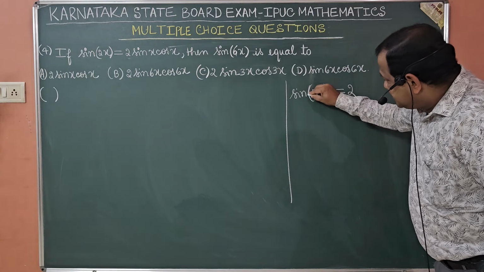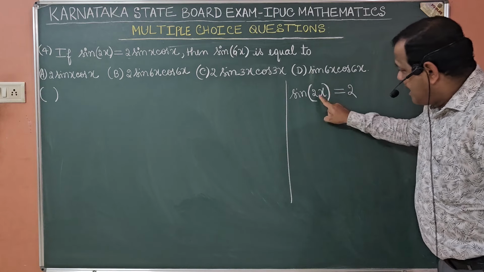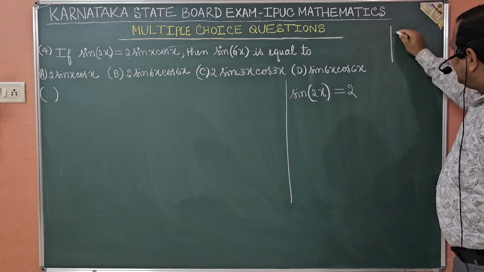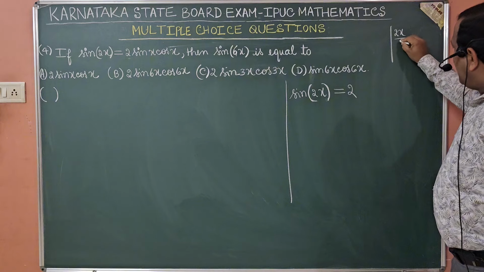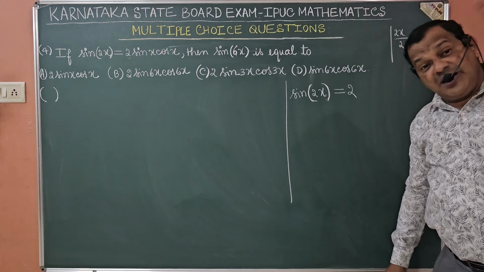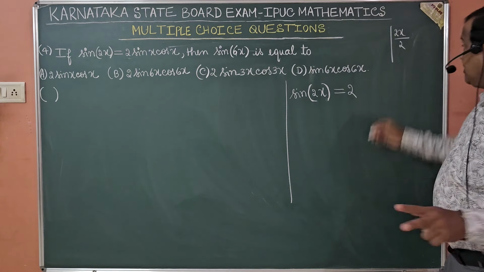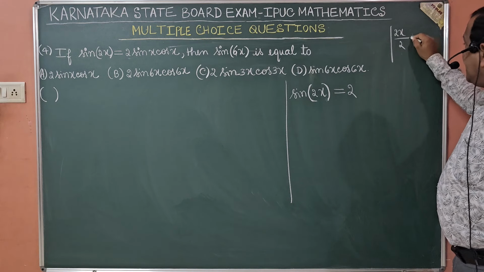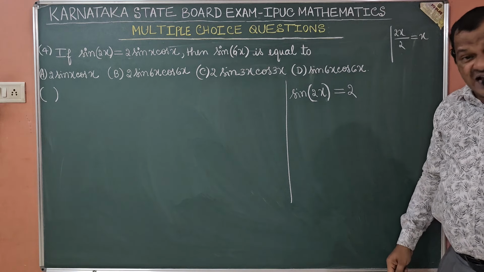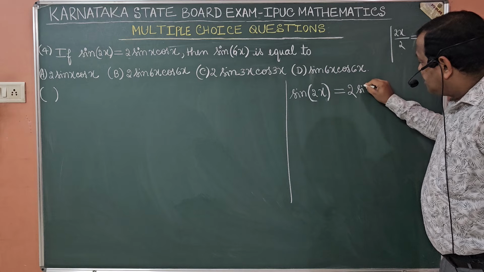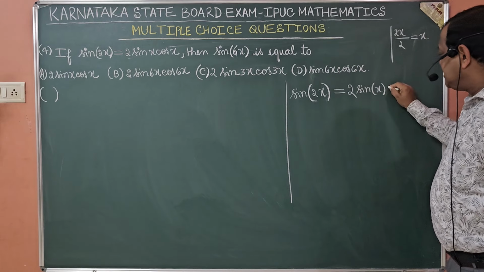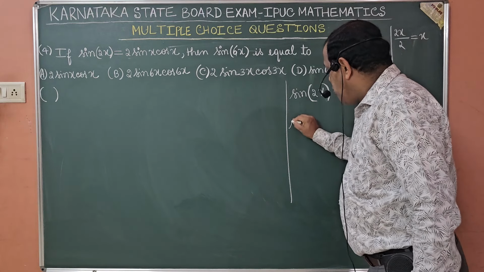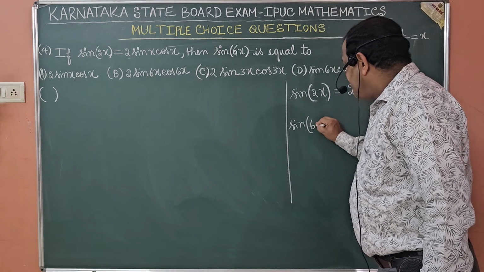But this is called the measure of the angle, 2x. That 2x, here I will write that 2x, if you divide by 2, always divide by 2, not because it is 2x that you have to divide by 2, no, always divide by 2, you will get the angle, the measure of angle x, that should be written on the right hand side, 2 sine x cos x. That is why I have now my question, sine of 6x.